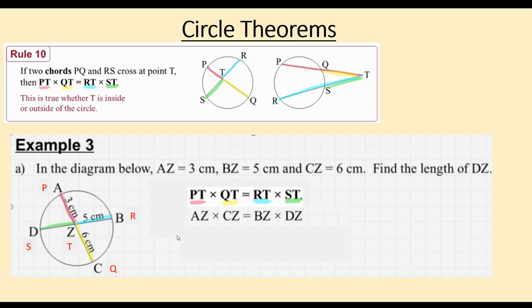So we can label it that way and help us. And then we just want to fill in all of the information that we've got. So our AZ is 3, our CZ is 6, our BZ is 5, and we don't actually know what DZ is, so we can put all of that in.